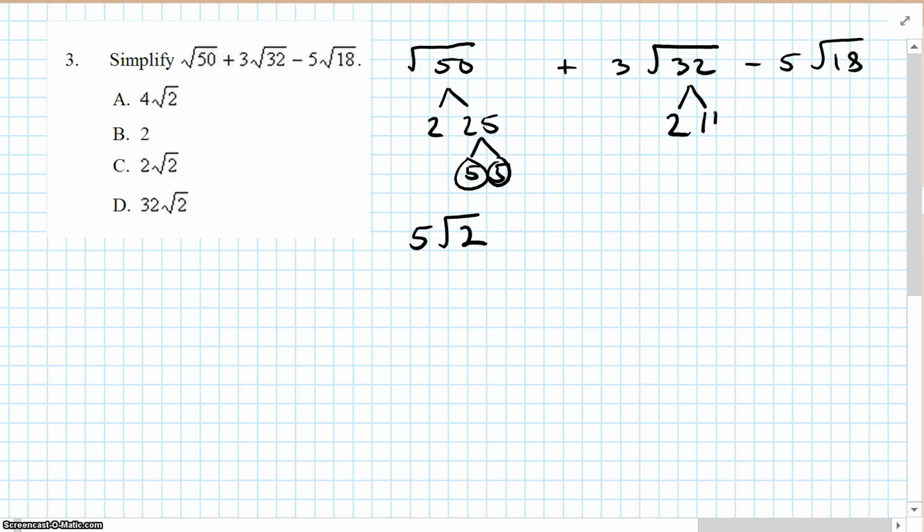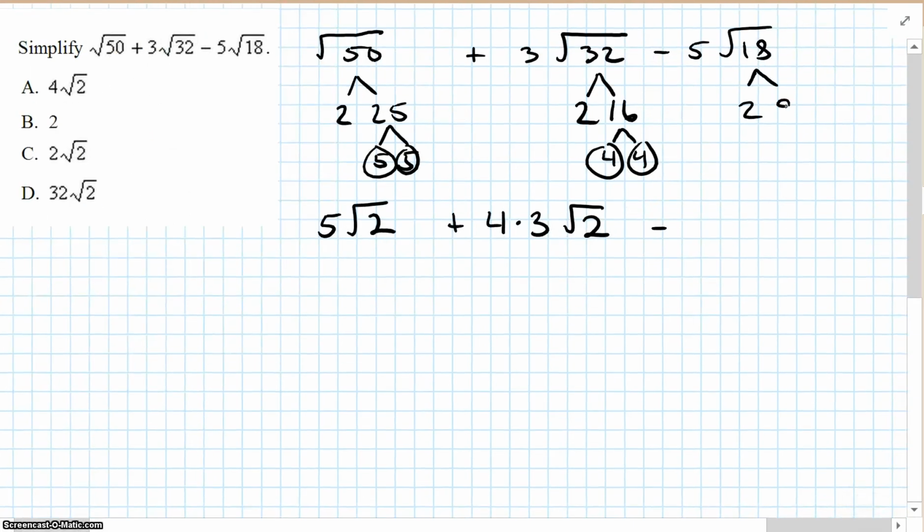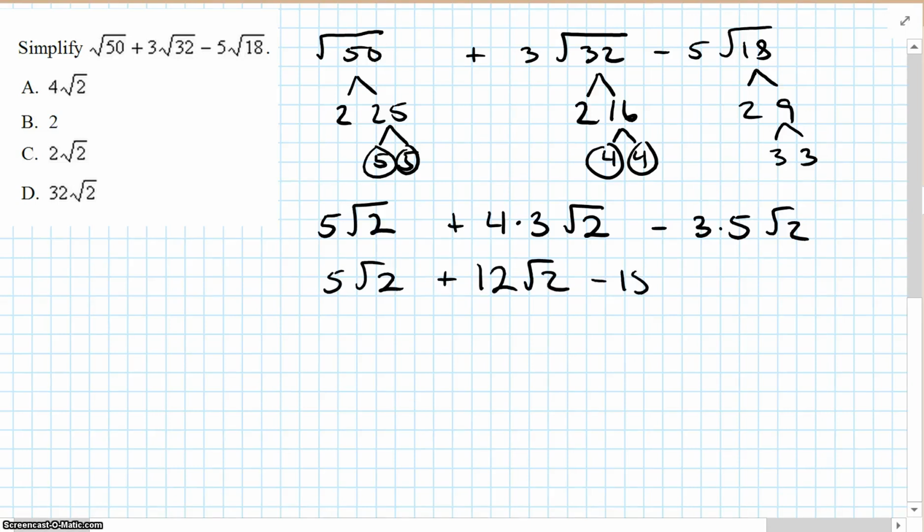The square root of 32 can simplify to 2 times 16, which goes to 4 and 4. So that's going to be plus 4 times 3 square root of 2. Okay, minus, let's break down 18. 2 times 9, which would be 3 times 3, which should be minus 3 times 5 square root of 2. So let's simplify. 5 square root of 2 plus 12 square root of 2 minus 15 square root of 2. When you sum like terms, you're going to get 2 square root of 2. So the answer is C.